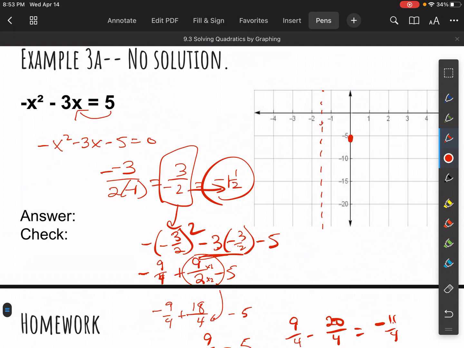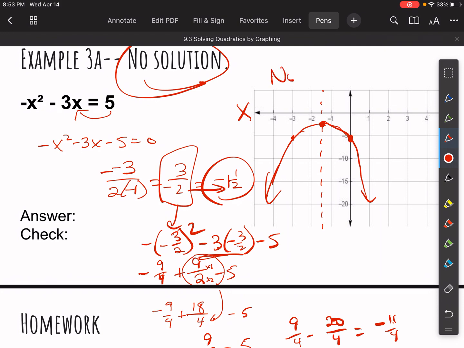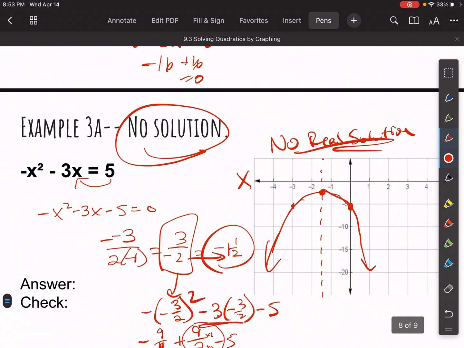Negative 2 3/4 is somewhere in here, and this thing is opening downward. Okay, so what I know now is that I don't need to keep going really. I can draw this rough sketch because I know that it's not going to cross my x. This is a no solution problem. And really you should say no real solution, because there actually is a solution to this, but not in the real number system.